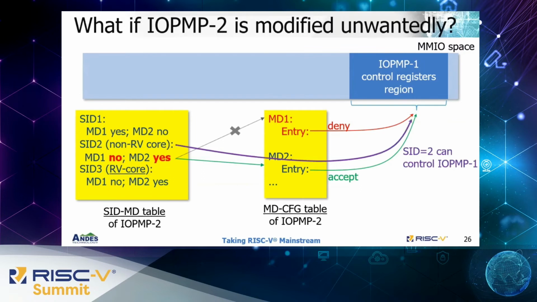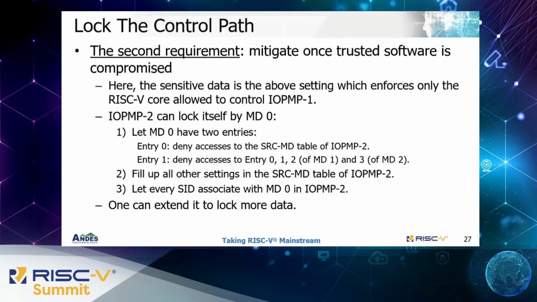So the next question is how we prevent IOPMP2 from unwanted modification. How can we mitigate such attacks? Remember our second requirement? The sensitive data here is the setting that only RISC-V code is allowed to control IOPMP1.